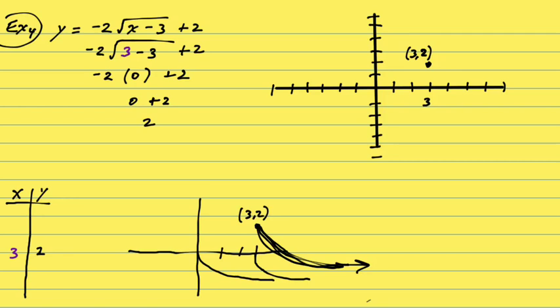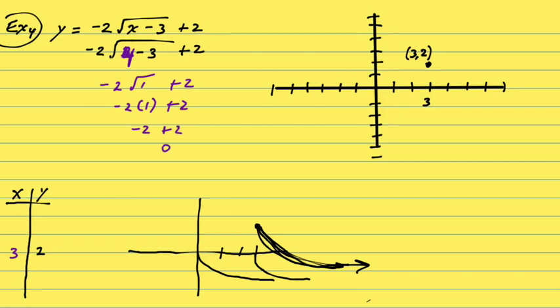Now let's choose a value like a 2. What happens if you put in a 2? Well, what's 2 minus 3? Negative 1. Can you take the square root of a negative? No, so you really can't use a 2. However, I think I could use a 4. So if I was to put in a 4, what would that give me? Negative 2 times the square root of 1. Well, what's the square root of 1?